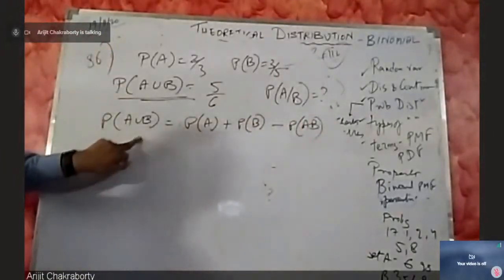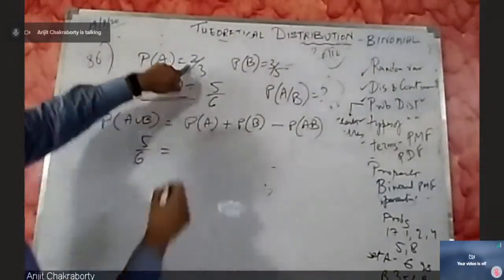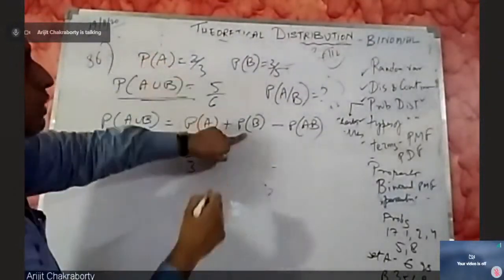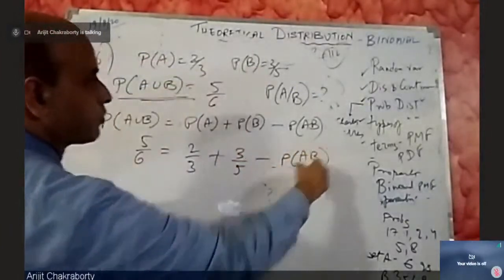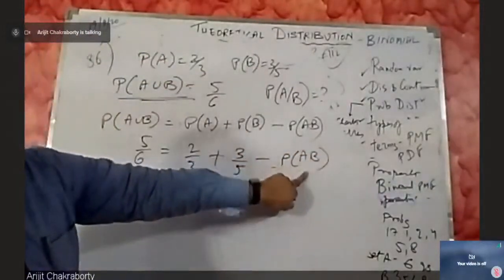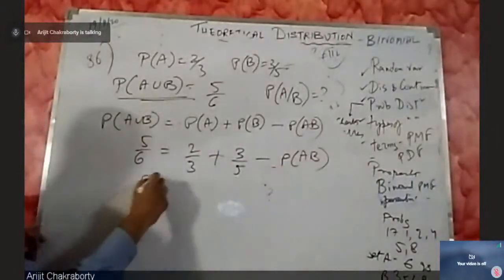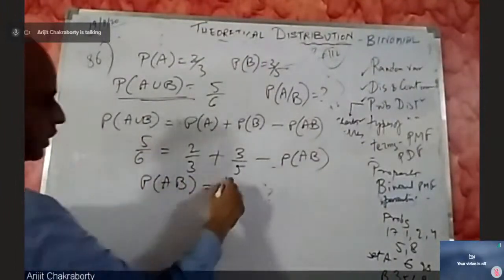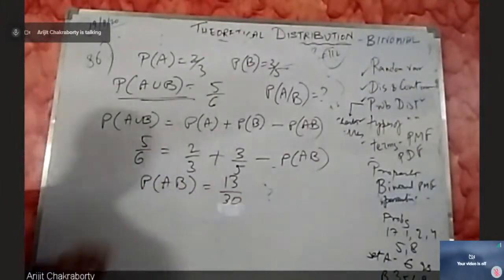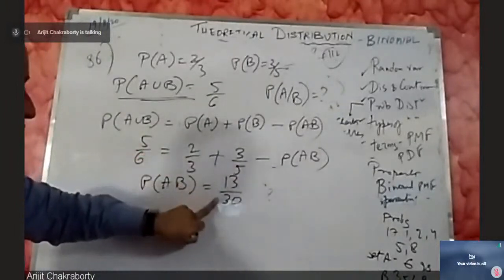P(A union B) is given as 5 by 6. So 5 by 6 is equal to P(A), which is 2/3, plus P(B), which is 3 by 5, minus P(A intersection B). You don't know P(A intersection B). So if you just transpose this and solve, you will get P(A intersection B) as 13 by 30. If you take the LCM of 6, 3, 15, we find out it's 13 by 30.